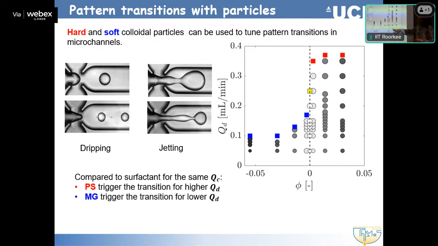When we add the polystyrene particles, the transition happens at higher dispersed phase flow rates. Right? When we add the soft particles, the transition happens at lower dispersed phase flow rates. So we didn't change the drop size, but we managed to tune the transition between the regimes. As I said, this is work in progress.